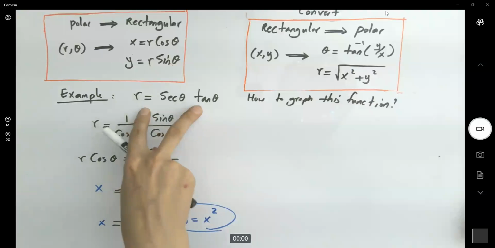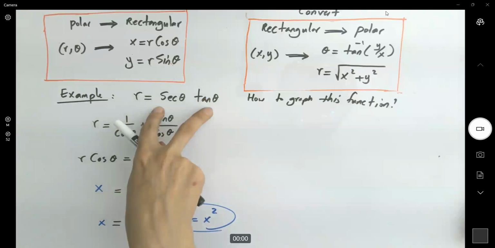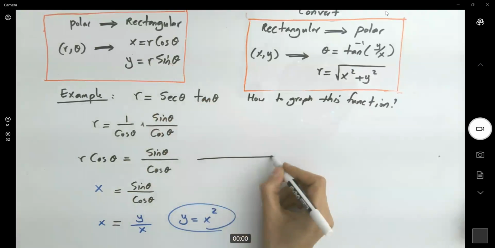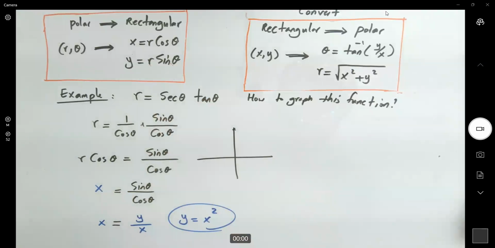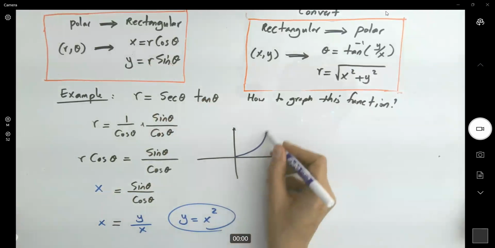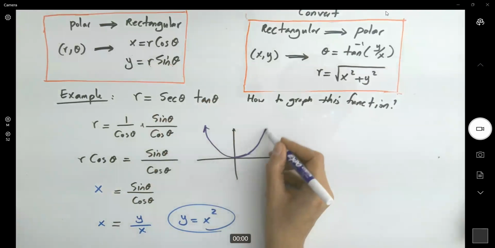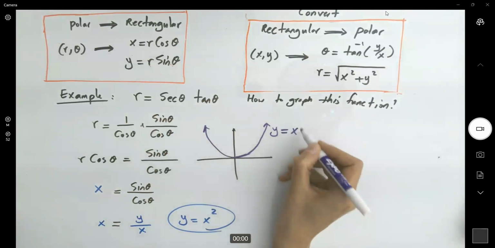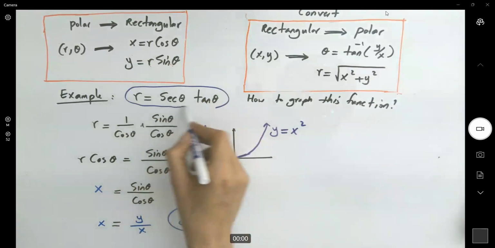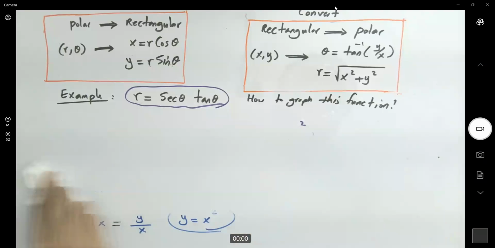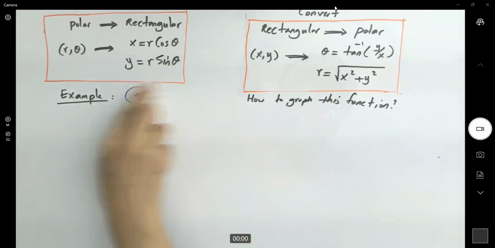So if I want to graph this function, I need to graph this. It represents a quadratic function. Isn't that fun? y equals x squared, or r equals secant theta times tangent theta. Well, another example.